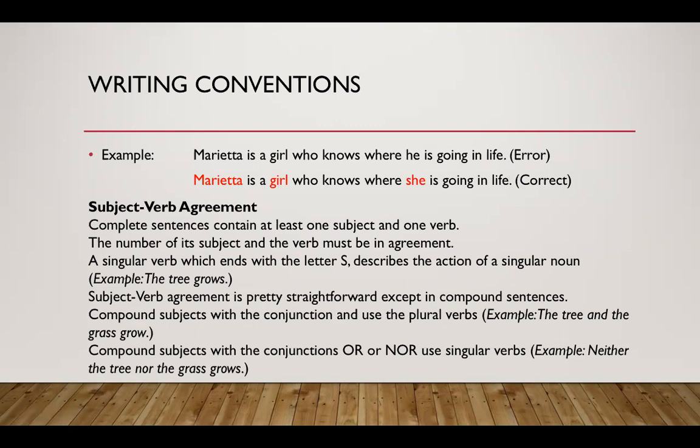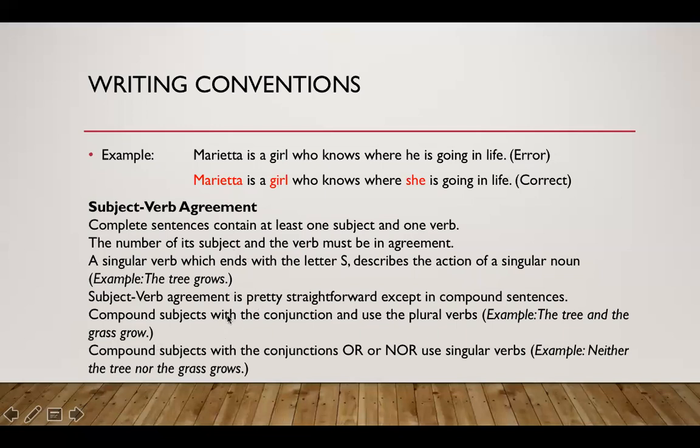Subject-verb agreement is pretty straightforward, except in compound sentences. Compound subjects with conjunction and use plural verbs. So the example here, the tree and the grass grow. So I want you to be careful. You've got now two different things happening. You've got the tree and the grass, so there's more than one, but it's not the tree and the grass grows. It's the tree and the grass grow, and if it's singular, then you add the S.